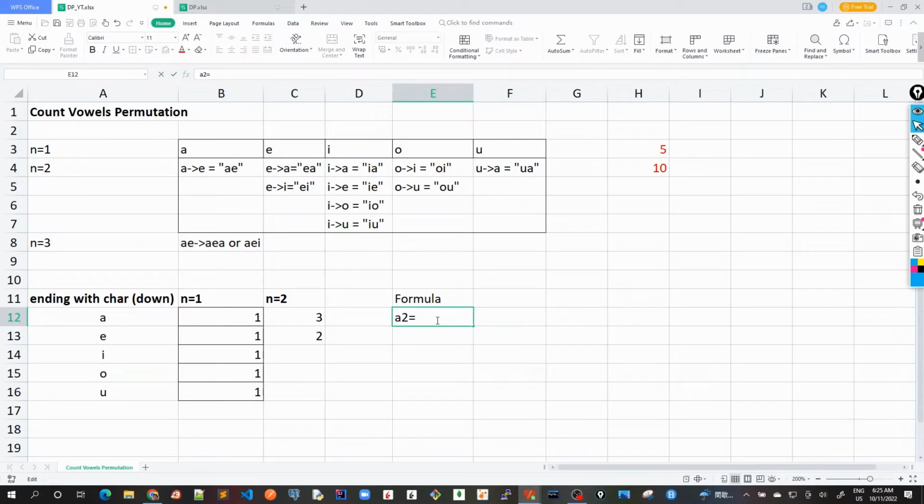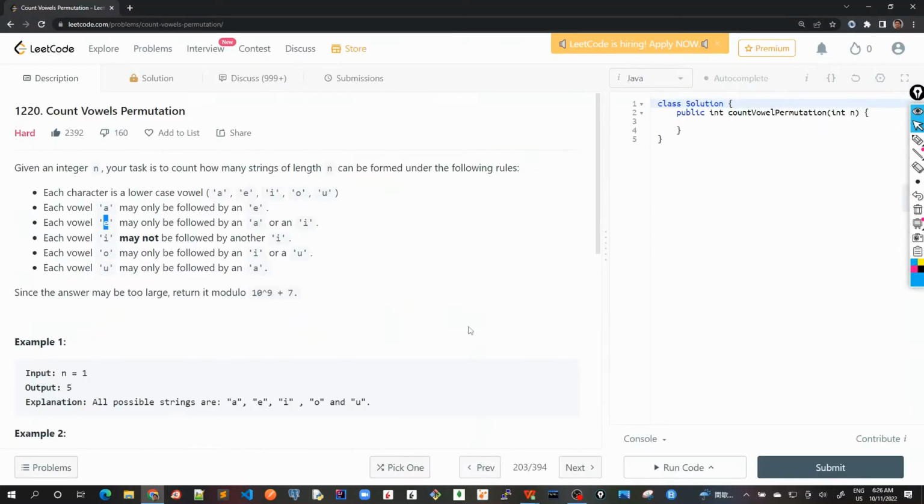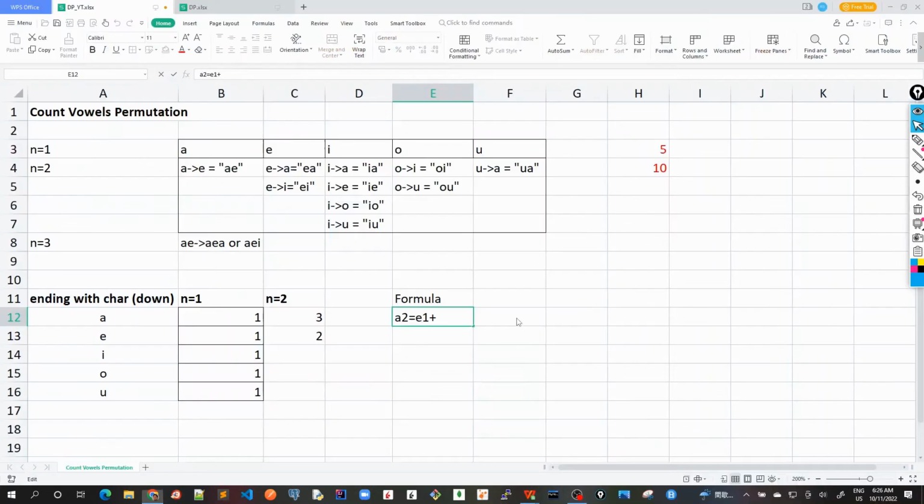If I treat the count as E1, the previous portion, I will mark it as E1, and N2 is like A2. So for E1, whatever characters we have ending with E first, and then E1 plus again I1, because after I also we can have A, and the third one is U1, because after U also we can have this.